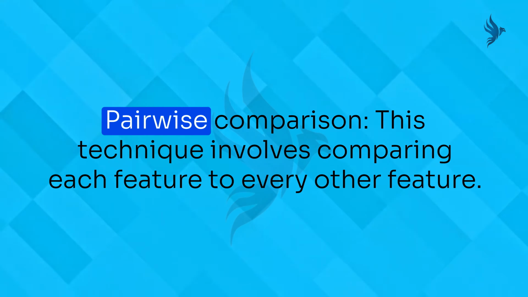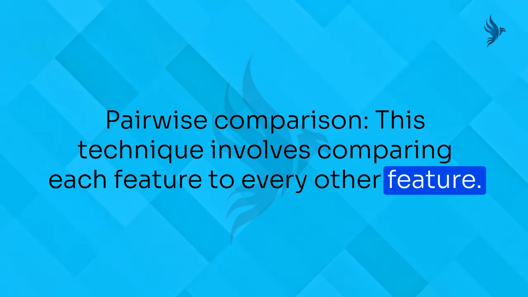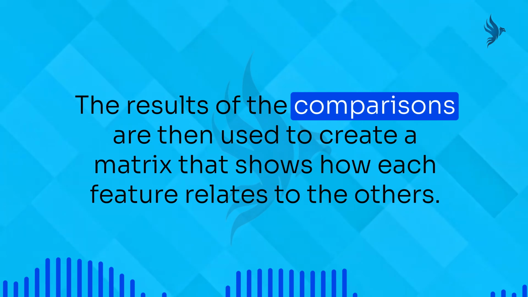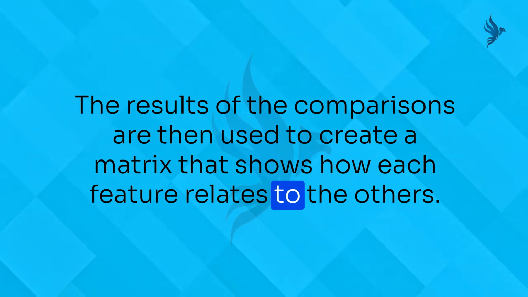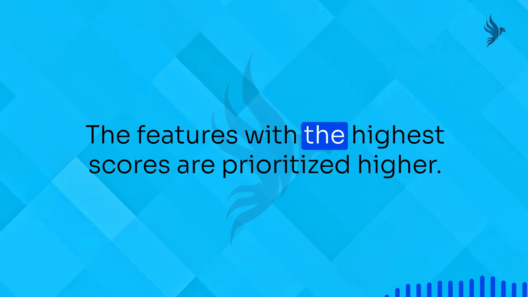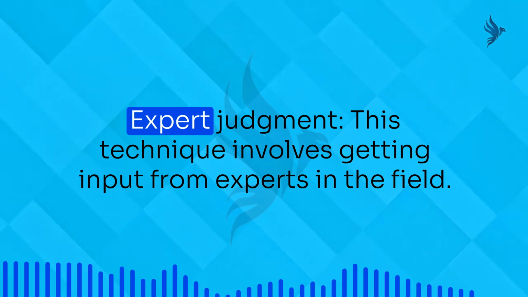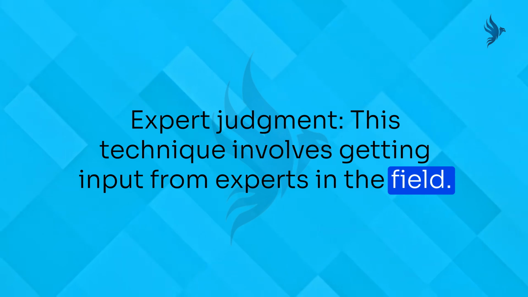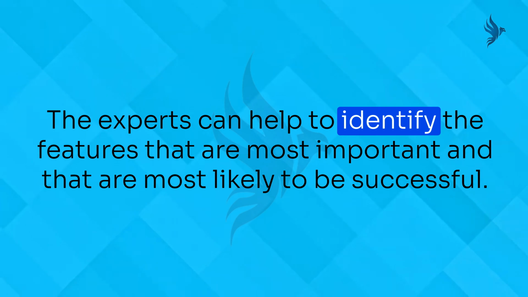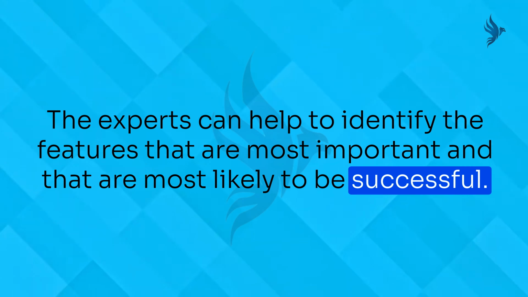6. Pairwise comparison. This technique involves comparing each feature to every other feature. The results of the comparisons are then used to create a matrix that shows how each feature relates to the others. The features with the highest scores are prioritized higher. 7. Expert judgment. This technique involves getting input from experts in the field. The experts can help to identify the features that are most important and that are most likely to be successful.